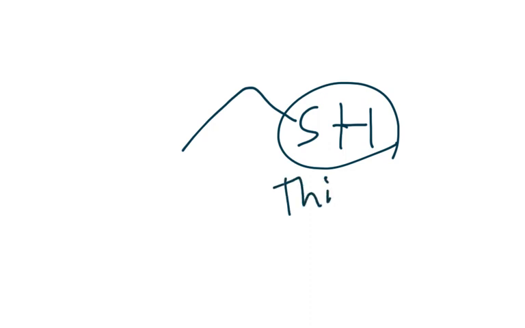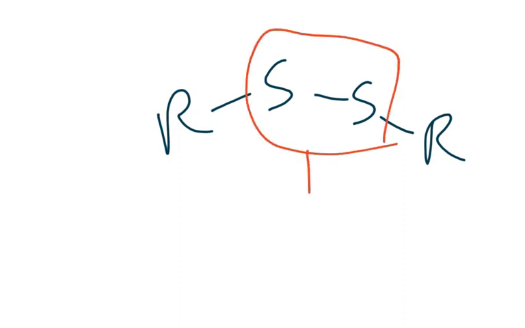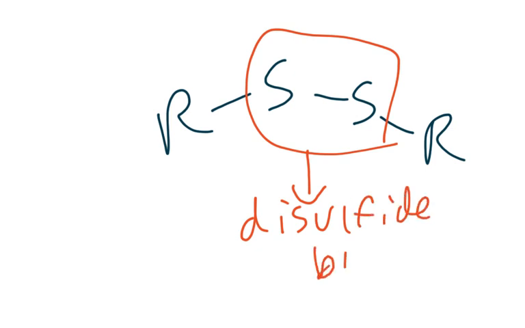This was a thiol functional group, right? But what can happen in proteins, specifically the tertiary structure, is you can get disulfide bonds. We'll go over amino acids later, but you can get something called disulfide bonds, which looks like this. So this is called a disulfide bond, so let's write that down. A disulfide bond. And these disulfide bonds are really important in keeping the tertiary structure of proteins.